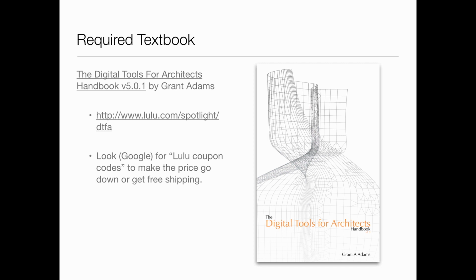Promise. There is a textbook for the class, Digital Tools for Architects Handbook. If you already bought this as 135, you don't have to buy it again. It's the same handbook. It will work the same. It has a bunch of the tutorials written out in it. Those tutorials are also available on the course website. There's videos that work with it. So you've got a lot of different sources available for you to get access to it. If you can get a discount on it, search for coupon codes, get a discount, please.